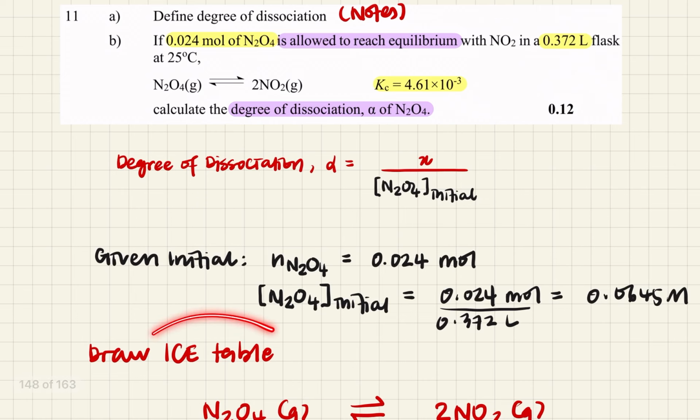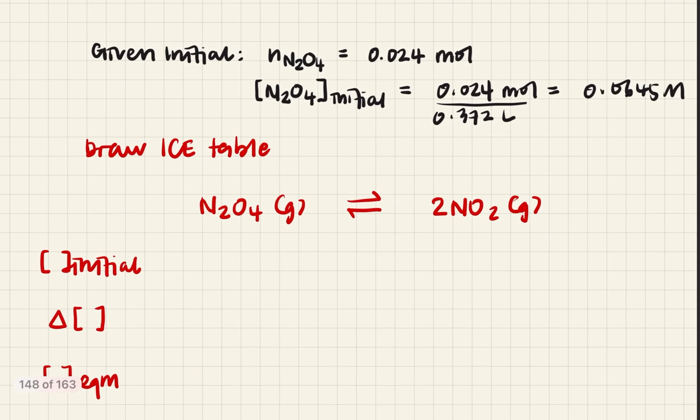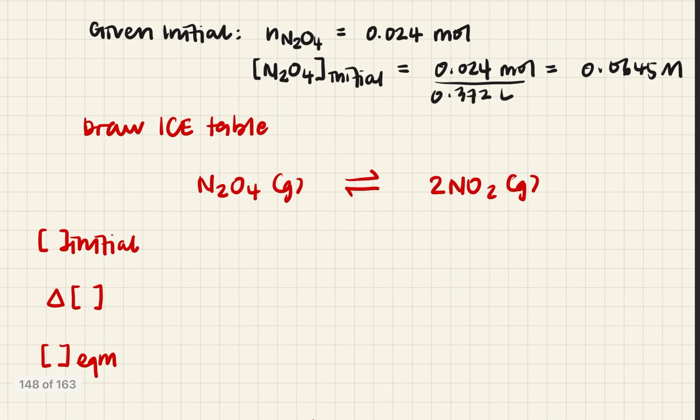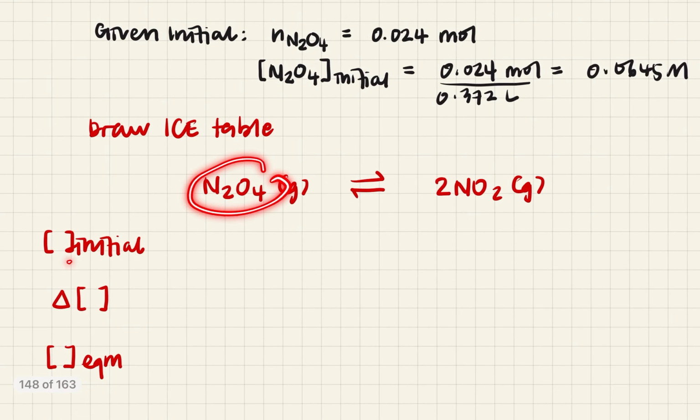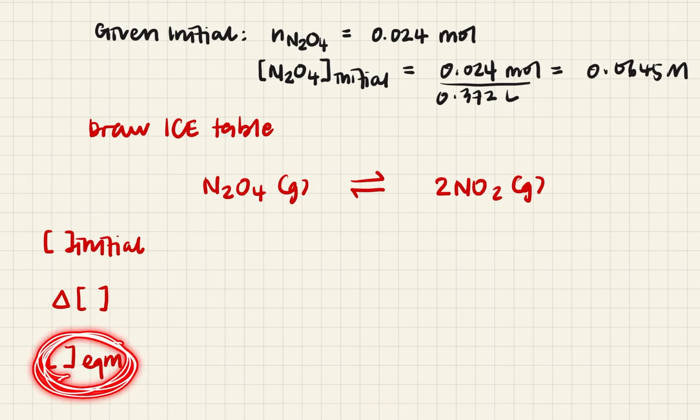We are going to draw our ice table. Since you already have the initial concentration of N2O4, at initial, this will be 0 because it is a product, it has not formed yet. And then we can find the initial concentration, where you have it in terms of X. So fill in 0.0645 and this will be 0.